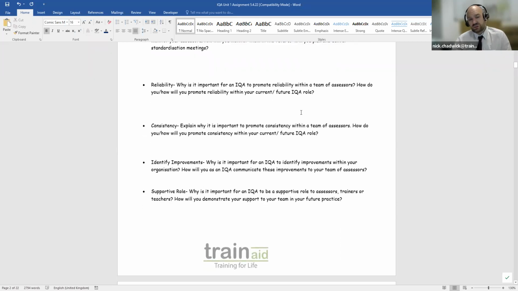The other key functions I would like for you to discuss is reliability. Why is it important for an IQA to promote reliability within a team of assessors? Consistency as well. Why is it important to promote consistency within a team of assessors? Identify improvements. And we'll come on to the IQA cycle. But why is it important for an IQA to identify issues and to seek out improvements?